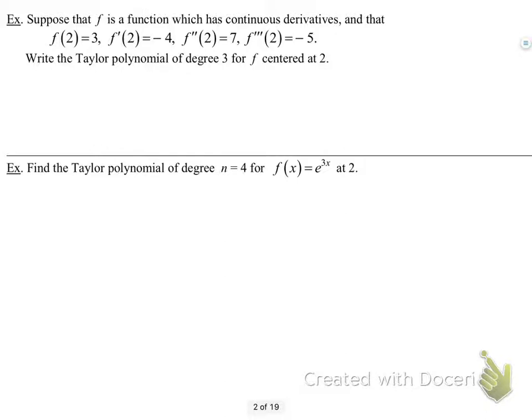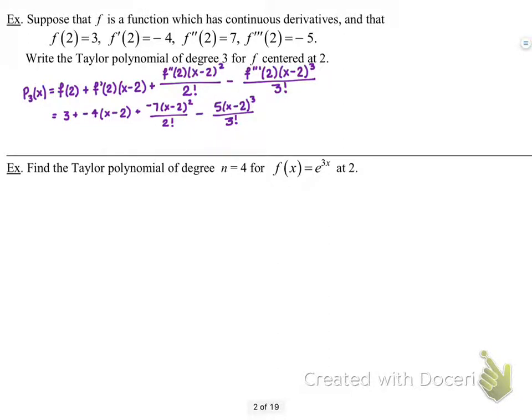Suppose that f is a function which has continuous derivatives and that f of 2 equals 3, f prime of 2 equals negative 4, f double prime of 2 equals 7, and f triple prime of 2 equals negative 5. Write the Taylor polynomial of degree 3 for f centered at 2. So you just use the formula, and the more you use the formula, the more sense it's going to make. And I'm going to write down what happens.